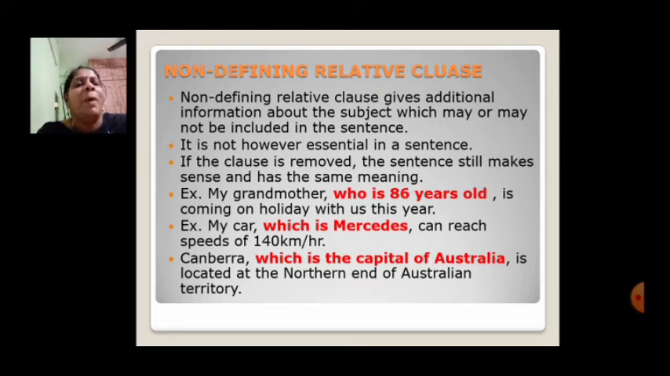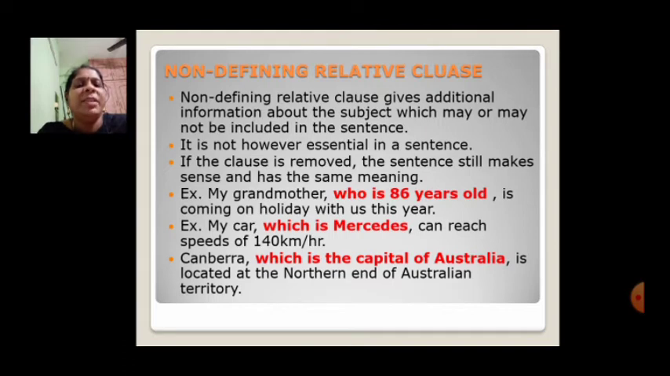Now let's remove this part and see the example. My grandmother is coming on holiday with us this year. Does it make complete sense? Of course it does. Without this clause also, the sentence makes complete sense. So that's why a non-defining relative clause only gives extra information, without which the sentence is still complete. Next example. My car, which is a Mercedes, can reach speeds of 140 km per hour. Now what is this part here?